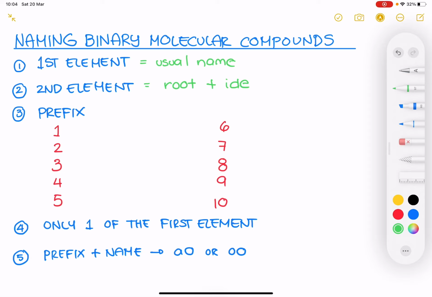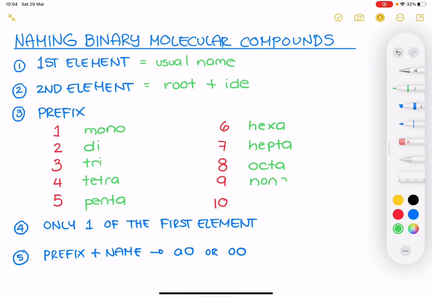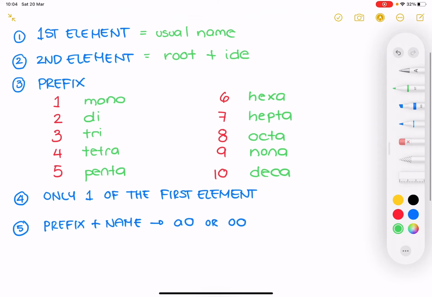If it's 1, we attach mono. If it's 2, di. 3 is tri. 4 is tetra. 5 is penta. 6 is hexa. 7 is hepta. 8 is octa. And 9, nona. Lastly, 10 means deca. Alright?